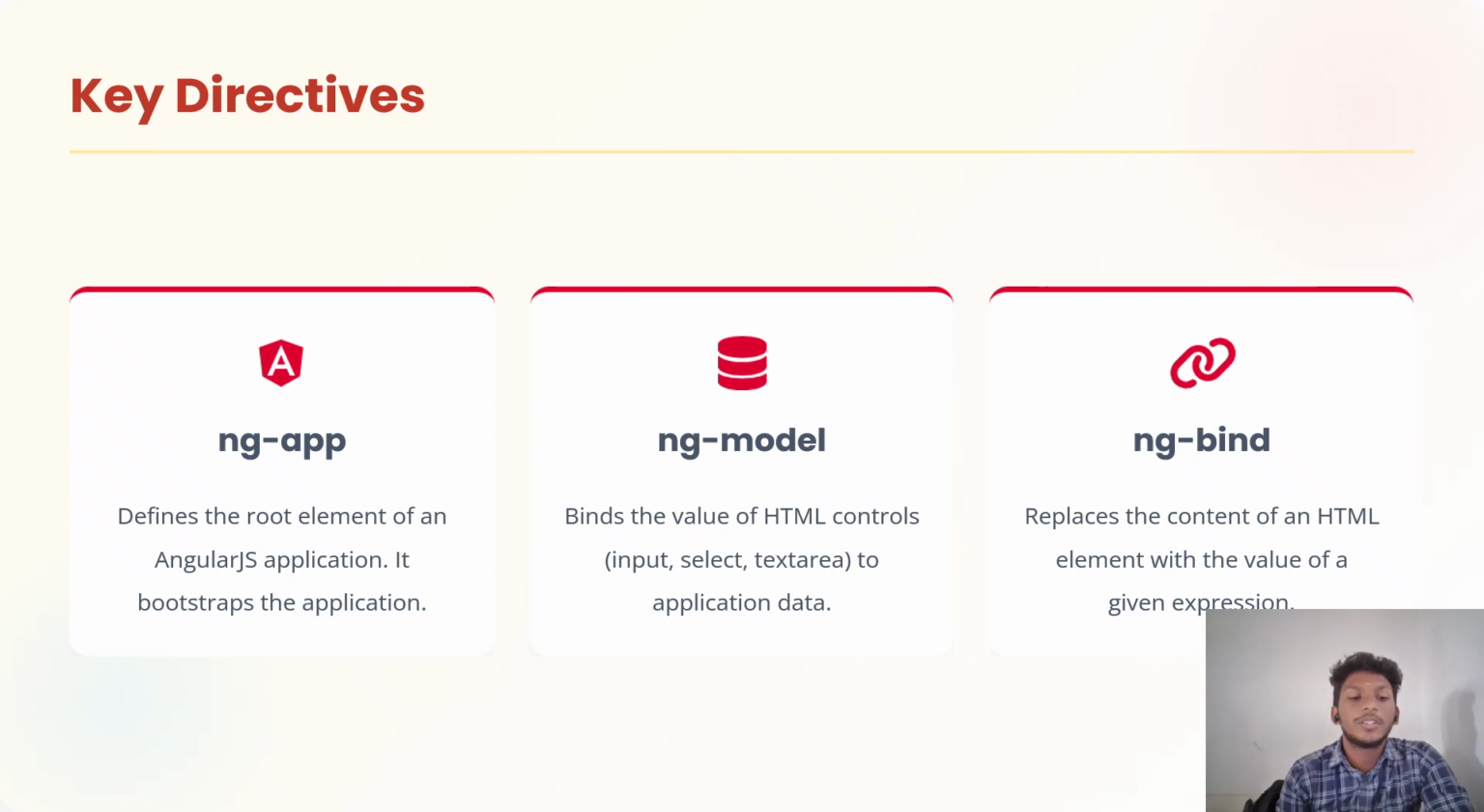This time we are going to see about the key directives. To make this work, AngularJS uses special keywords called directives. Here are the three most common ones: ngApp, ngModel, and ngBind. ngApp defines the root element and essentially starts, or bootstraps, the application. ngModel binds the value of HTML controls like input boxes or text areas to the application data.